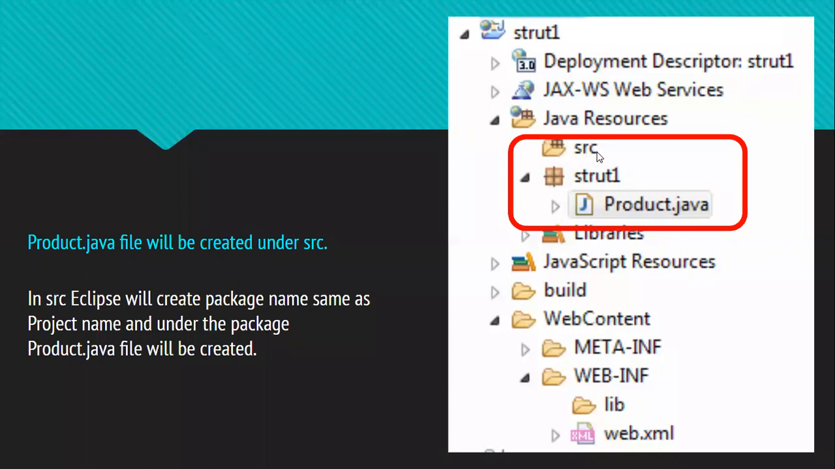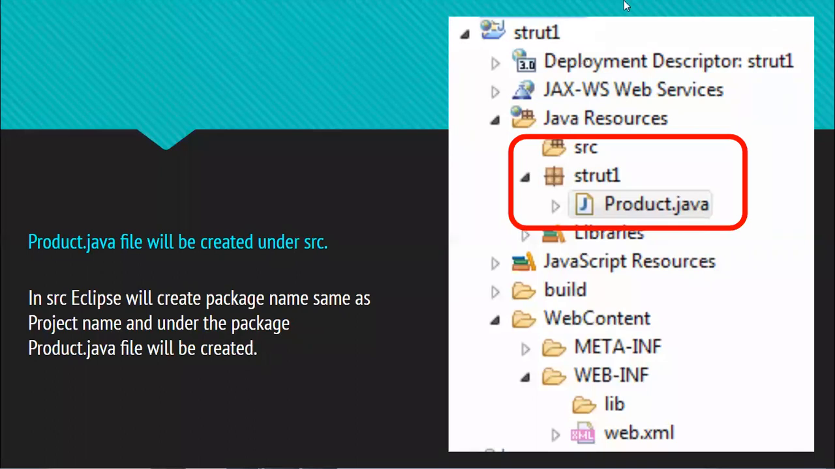In SRC, you will find there was no package before, but whenever you create this product.java file, by default it will create a package with the name Strut1, the same name you have given to your project. See here, the name of the project is Strut1, and in SRC by default it is creating a Strut1 package. We have not created it; we have only created a product file. By default, before adding product.java, it adds this package, and inside that package it creates this product.java file.